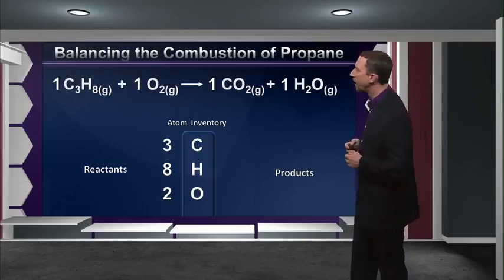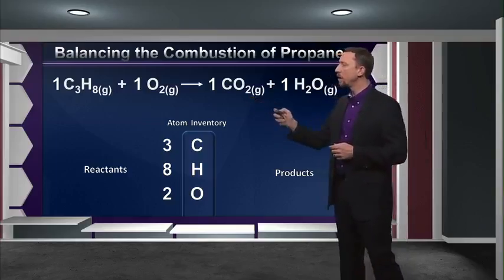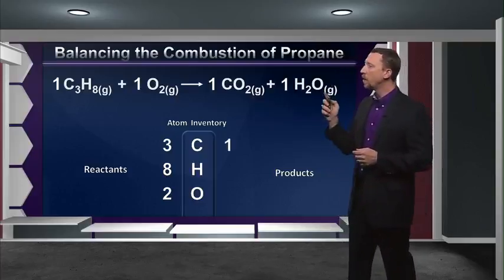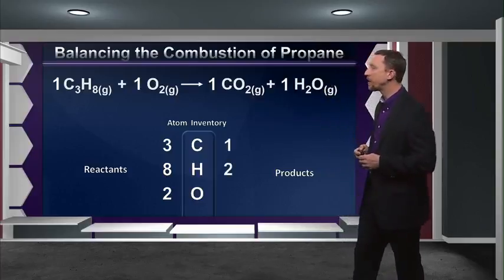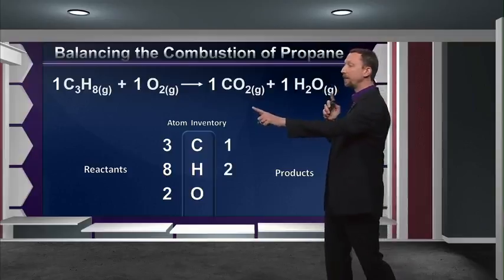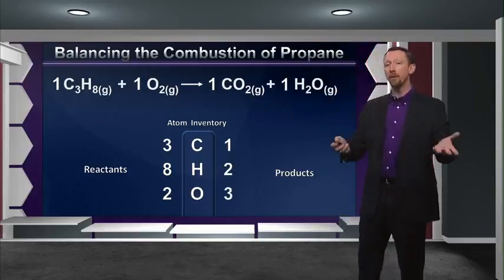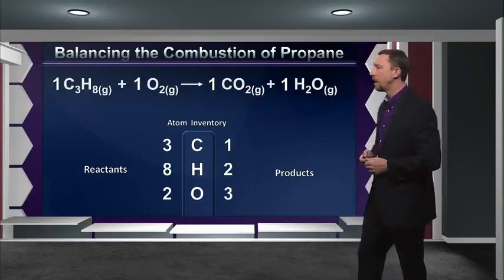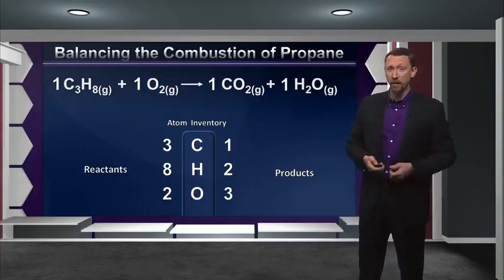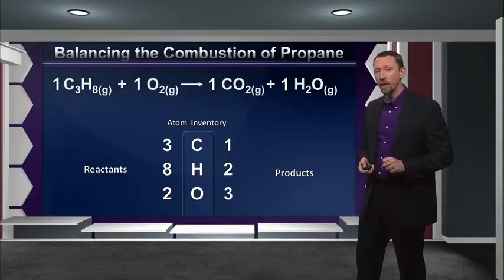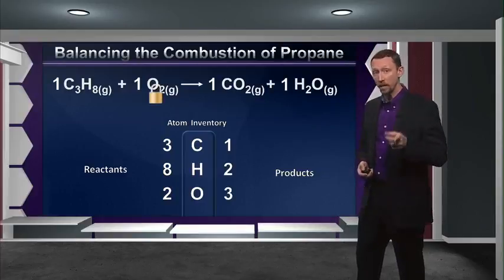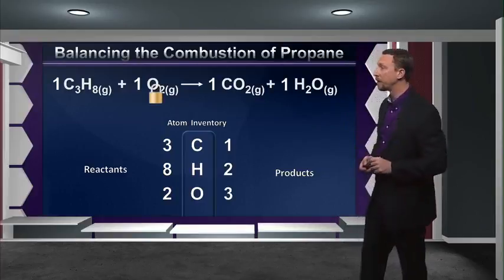How about on the product side? Well, a mole of CO2 gives me 1 mole of carbon. A mole of H2O gives me 2 moles of hydrogen, and the 2 combined, right, give me a grand total of 3 of oxygen. So we've really got our work cut out for us now, don't we? Nothing is balanced. Now, the next step in the process, remember, is lock up those elements. Don't change them until the very end.